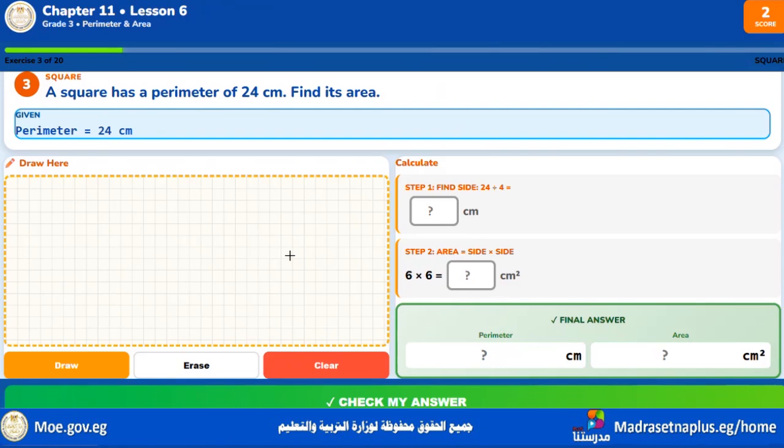Now, which number, if you times it by 4, gives 24? This number is 6. How to get perimeter? Side times 4. How to get side? Perimeter divided by 4. Now I know the side: 6 centimeters. So the area is side times itself, that means 6 times 6, which is 36. So the perimeter is 24 centimeters and the area is 36 square centimeters.